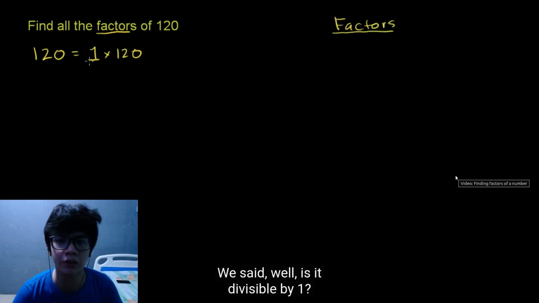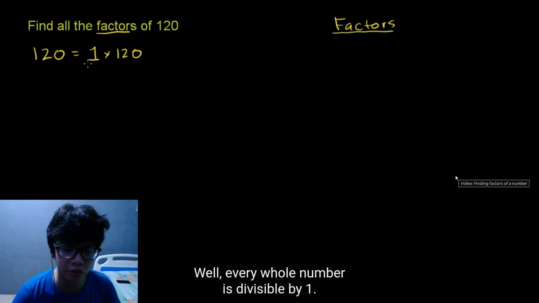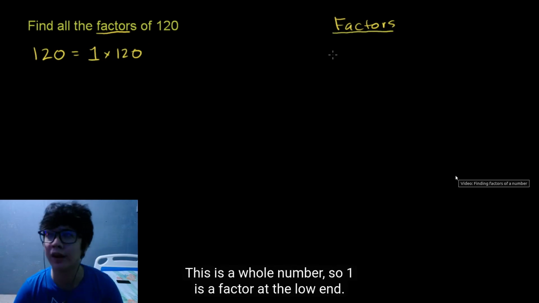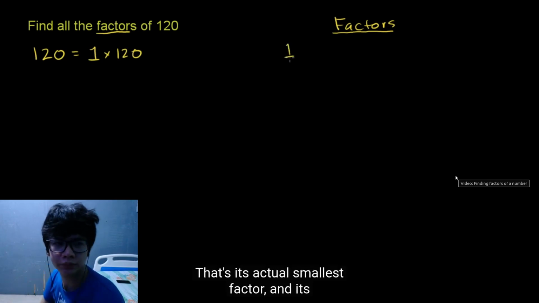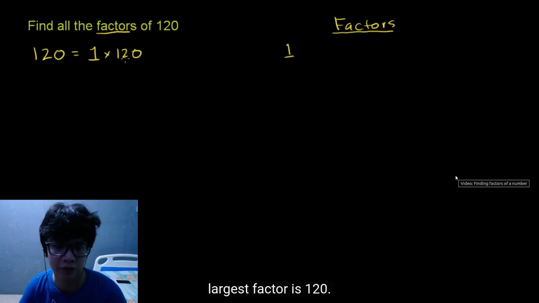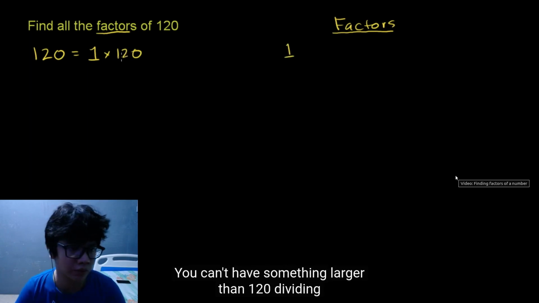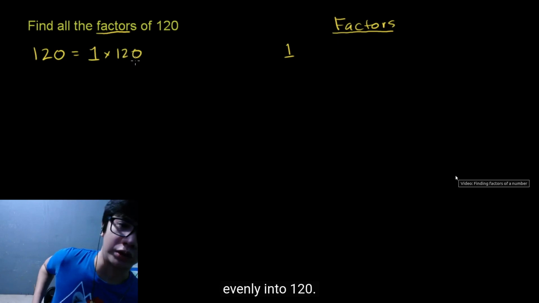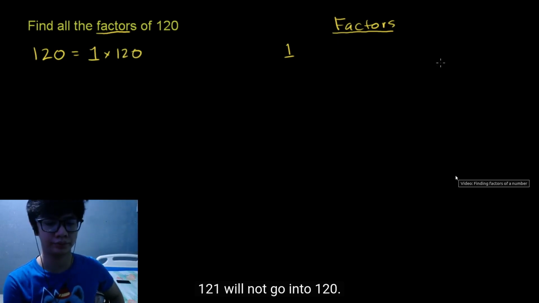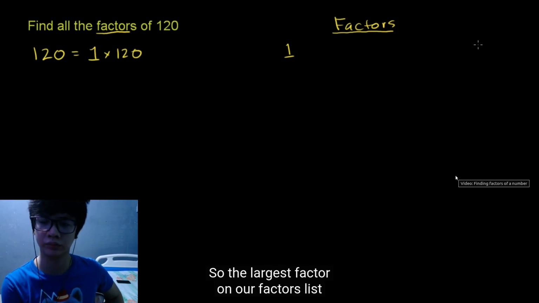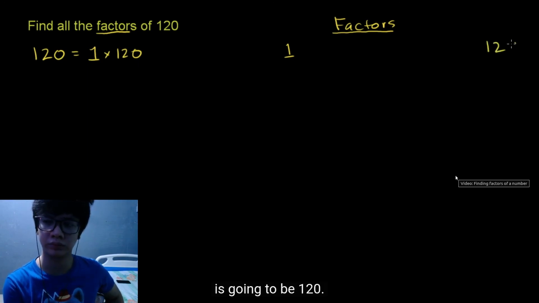We said, well, is it divisible by 1? Well, every whole number is divisible by 1. This is a whole number, so 1 is a factor at the low end. That's its actual smallest factor. And its largest factor is 120. You can't have something larger than 120 dividing evenly into 120. 121 will not go into 120. So the largest factor on our factors list is going to be 120.